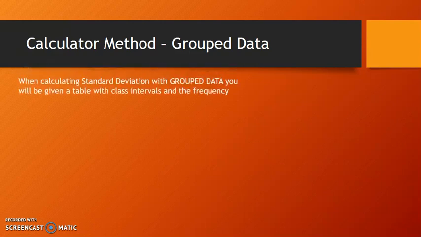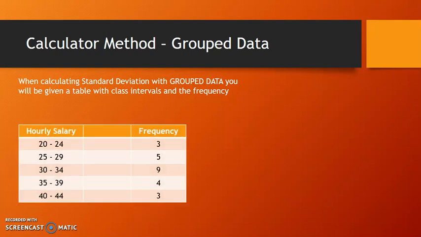Now when you're calculating standard deviation with grouped data, you'll be given a table with class intervals, and each class interval will have a frequency. So here's an example of hourly salaries. The class interval of 20 to 24 has a frequency of 3. So 3 people have an hourly salary between 20 and 24, and 5 people have an hourly salary between 25 and 29, and so on. Okay? So we're going to find the standard deviation of the following hourly salaries.